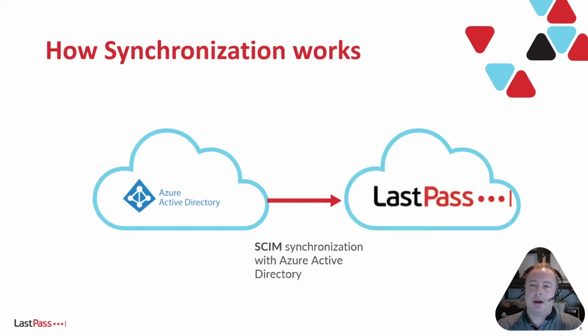Let's start by making sure we understand the architecture for provisioning and synchronization and how it works. So LastPass includes an Azure AD SCIM integration, which you can fully configure and will allow you to fully automate the process of onboarding, so the provisioning and deprovisioning of users, as well as a mechanism to create and update groups within LastPass using the groups in your Azure Active Directory.